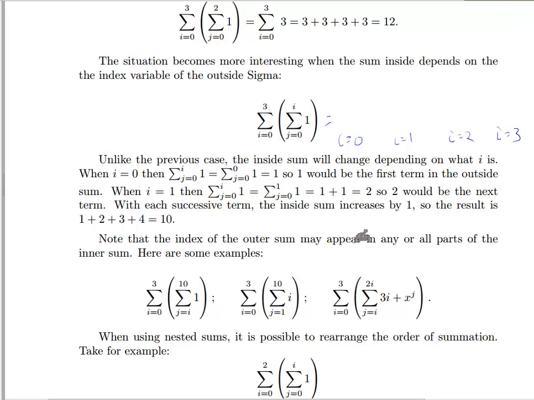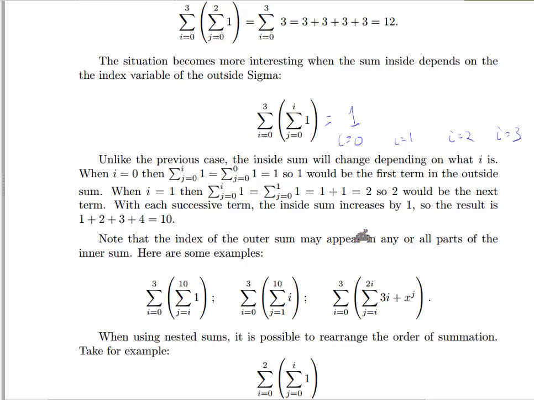So I'm going to list these out, and then I need to evaluate this inner sum for these 4 different values. Now, when i equals 0, I have the sum from j equals 0 to 0 of 1. And don't think that's 0. There's 1 term in the sum, because j equals 0 is the smallest value, and j equals 0 is the largest value. That's 1 term. Now, when j equals 0, the term inside is still 1. So the value here is 1.